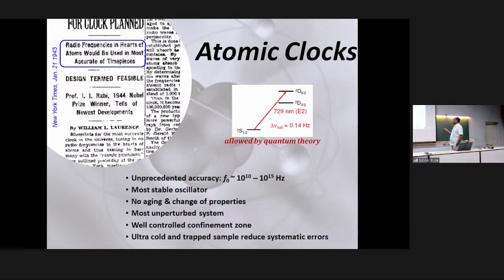This is a cutting from the New York Times in 1945. So why are atomic clocks better? Because the oscillation frequency is extremely larger compared to any other oscillators we had at that time. Why does that help? Why is a larger oscillation frequency better?